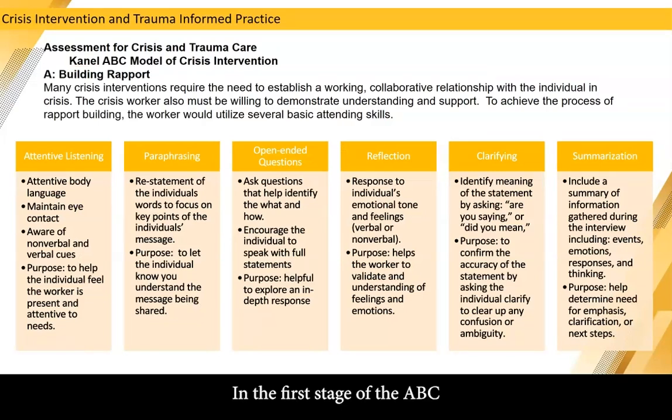In the first stage of the ABC model of crisis intervention, the worker should begin to build rapport. This will include the worker establishing a working, collaborative relationship with the individual experiencing a crisis. This can be done through basic attending skills, including attentive listening, paraphrasing, open-ended questions, reflection, clarifying, and summarization.